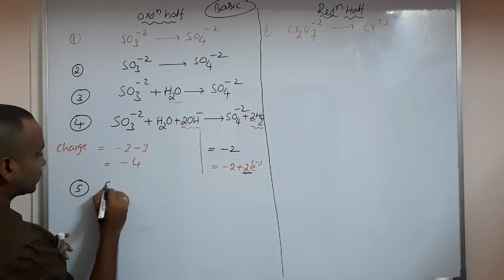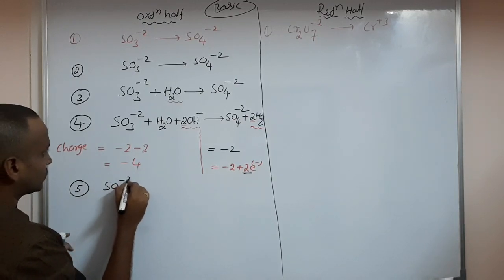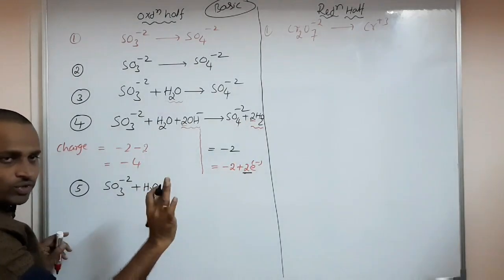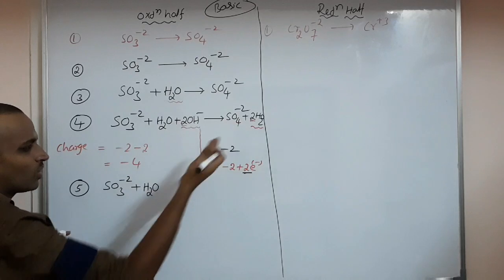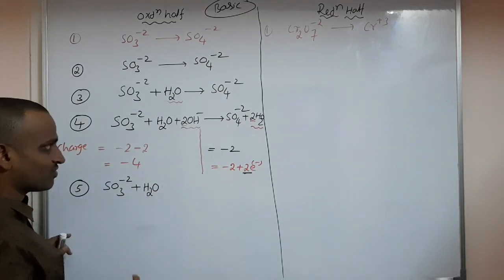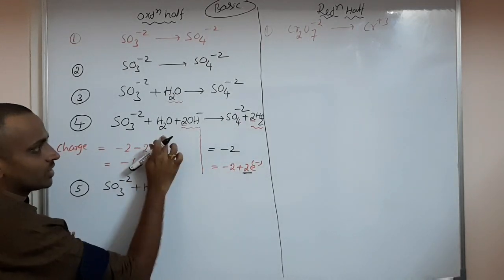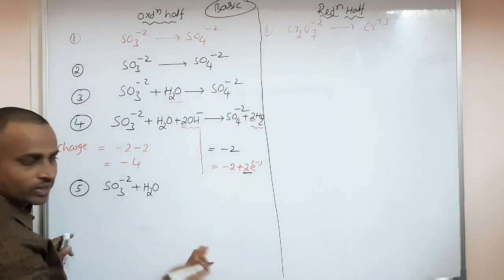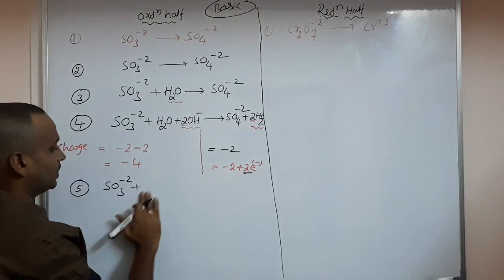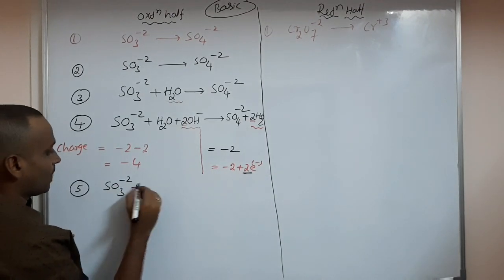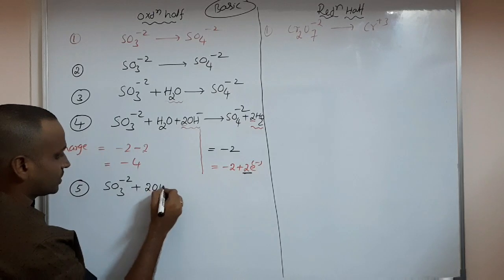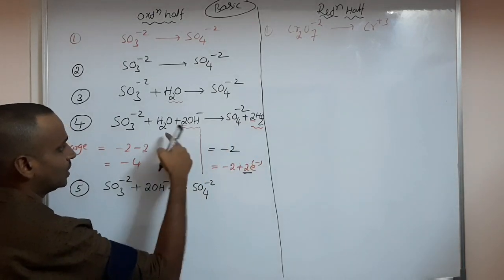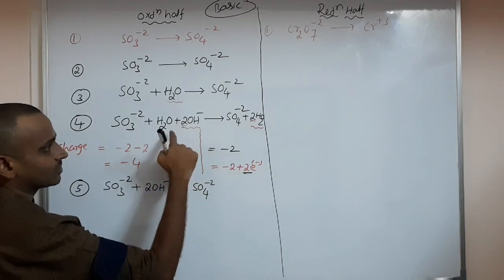So that I will write here now. What will I write? SO3 minus 2 plus H2O. Here also you can change actually if you want. Sir, on both sides water molecules, I am not comfortable. So I will change: here H2O, here 2 H2O, so 1 H2O you will have on the product side. That way also you can write. So SO3 minus 2 and 2 OH minus gives rise to SO4 minus 2. So 1 water molecule was cancelled.